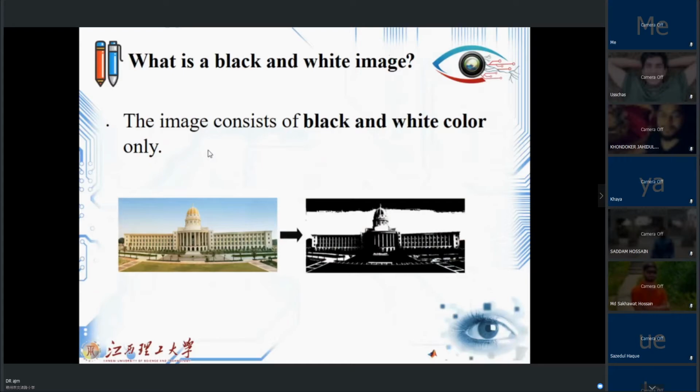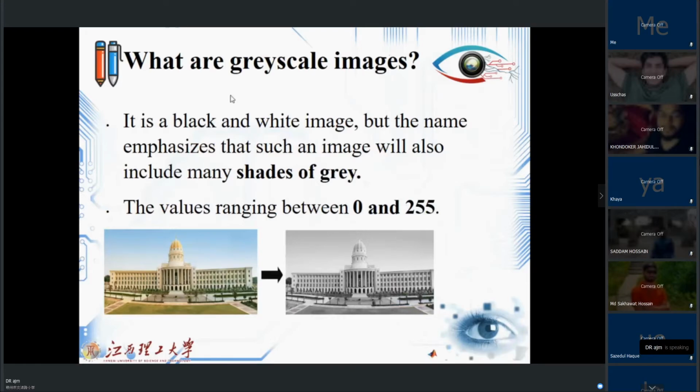Let us review once more the black and white image. We can call it a type of image which just consists of black and white. Then the grayscale image is a type of image where the name emphasizes that such an image will include shades of gray. Just see this figure and compare with the other one. Then the value range again is between 0 and 255.